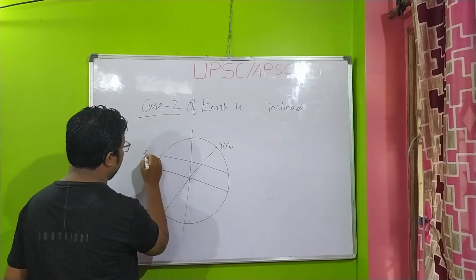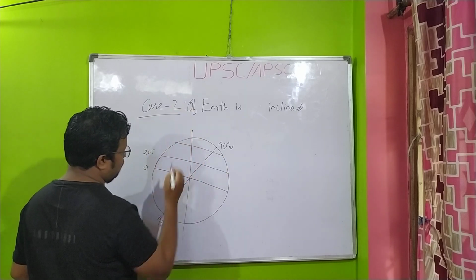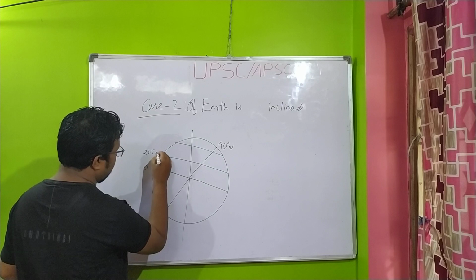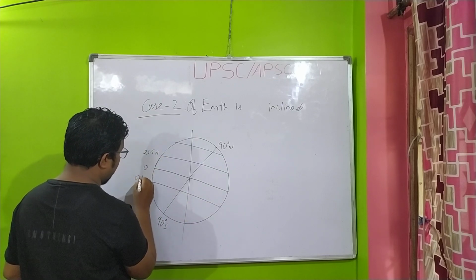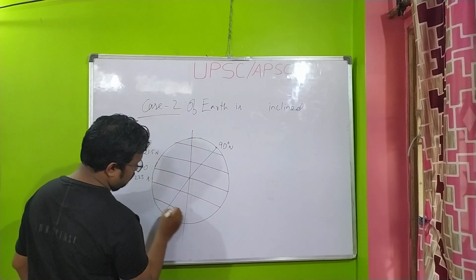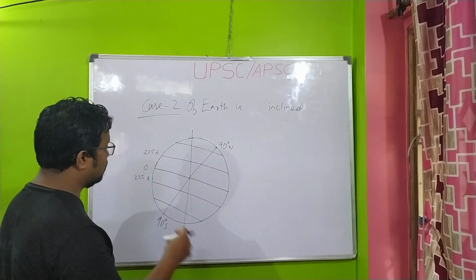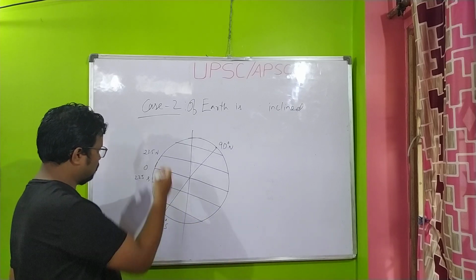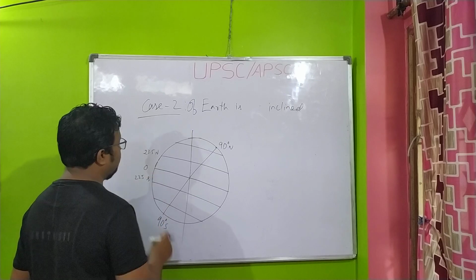23.5. It will be somewhere in the north. This would be what? 23.5 south. I am not showing 66.5 yet because I will do that in a later portion of the class. So now I am showing only 23.5 north and 23.5 south.